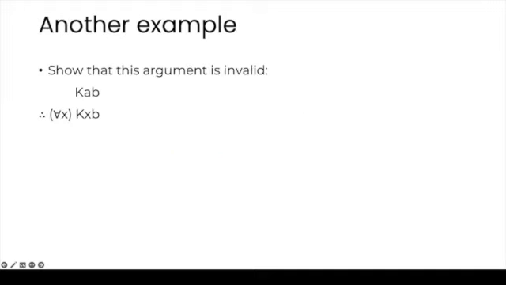Let's look at this other argument. KAB, therefore every x, KxB. Suppose that Kxy is x kisses y. Then the argument would say, Al kissed Beth, therefore everyone kissed Beth. This is obviously invalid, and possibly unfair to Beth, and perhaps even to Al. I'm going to let you do this one, so pause the video and try to find the counterexample, and come back in 5 minutes.